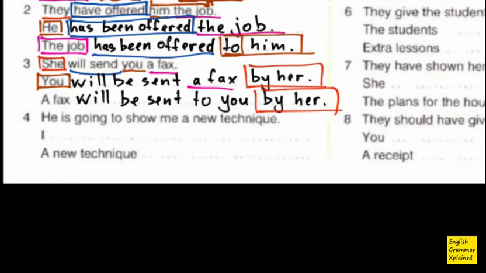What about the second sentence? Here I have my indirect object with preposition, of course, to connect it to my main verb. And here my direct object becomes the subject. So, number 4. He's going to show me a new technique.